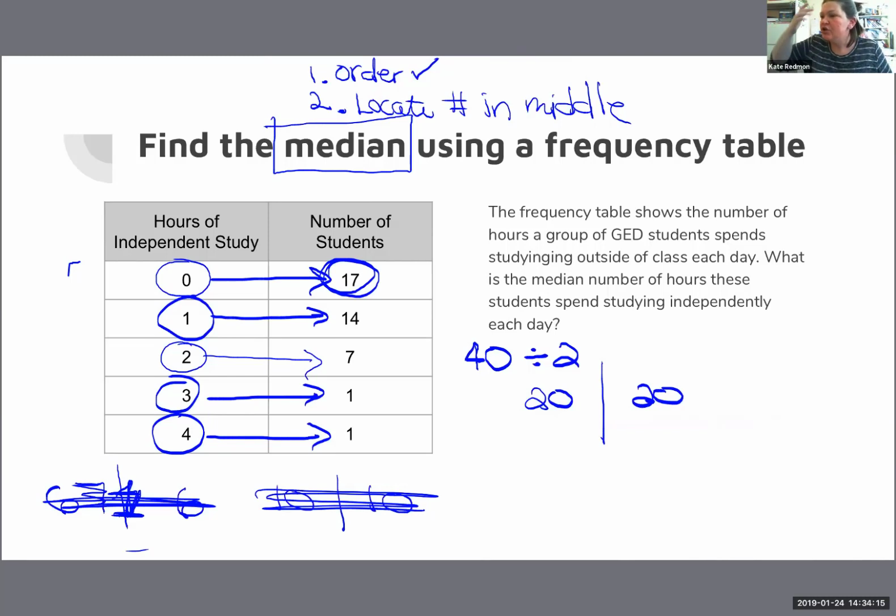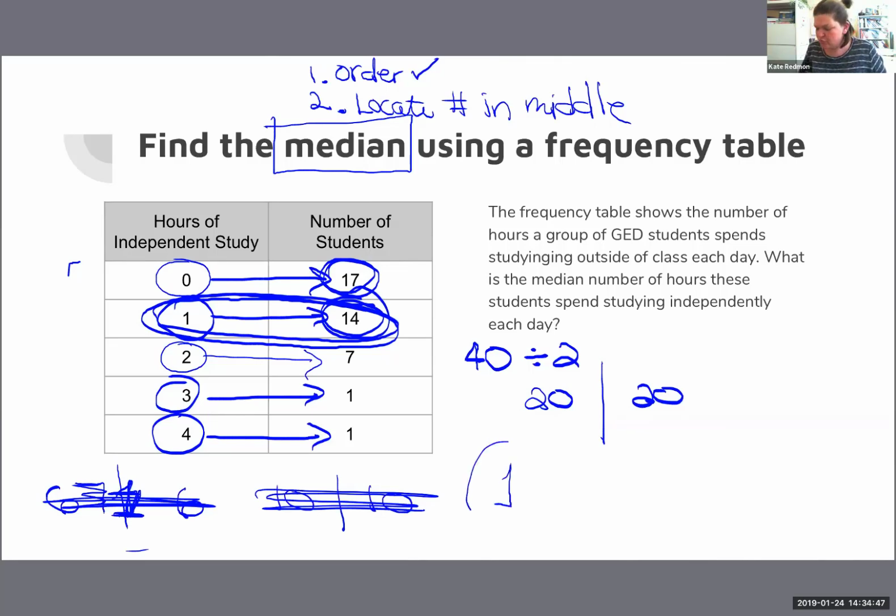I need to get up to the 20th, 21st student. Well, the next 14 students all have a 1. So 17 plus 14, there are my first 31 students. I went past 20 and 21. The 20th and 21st were in this group, and they were both 1s. The median of this group is 1. I just found who was the 21st student to hit the middle of that list.